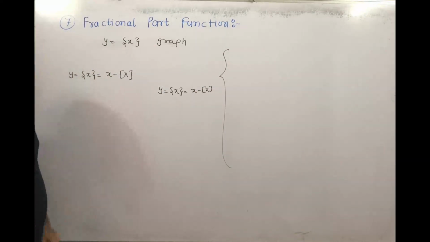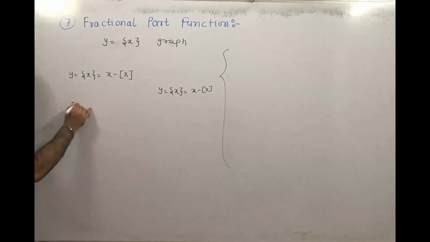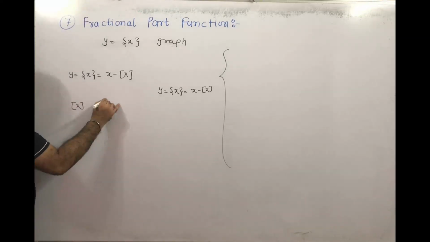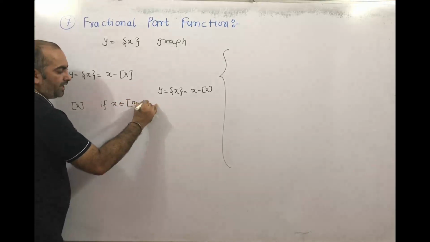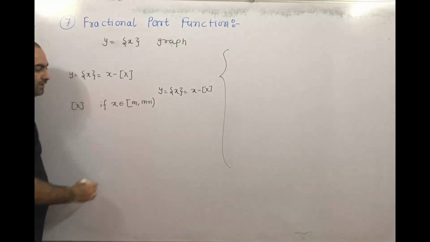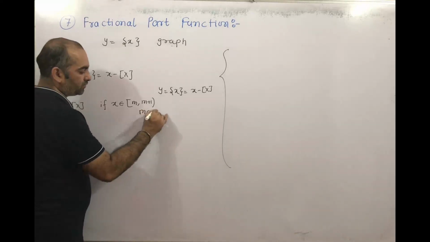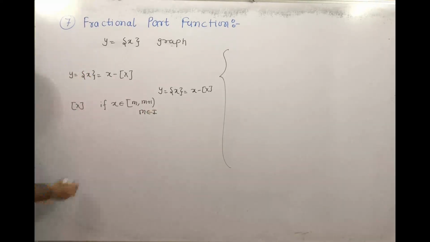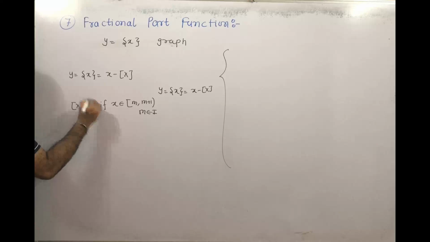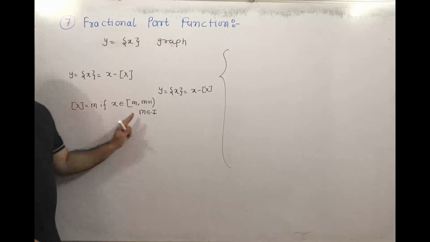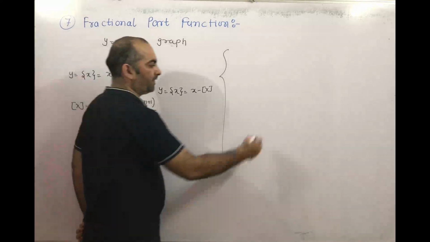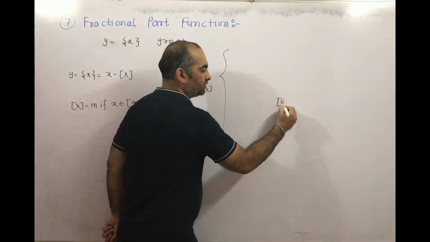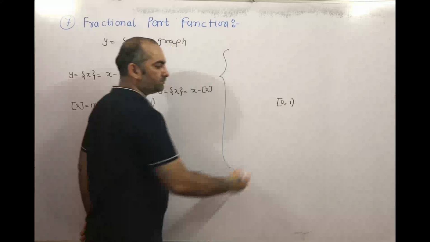It's very simple. We know that for the fractional part of x, if x belongs to the closed interval m to m plus 1, where m is an integer, then the greatest integer of x will be m. Based on this we will simplify. We can take initial values, like m equal to 0, so 0 to 1 will come.